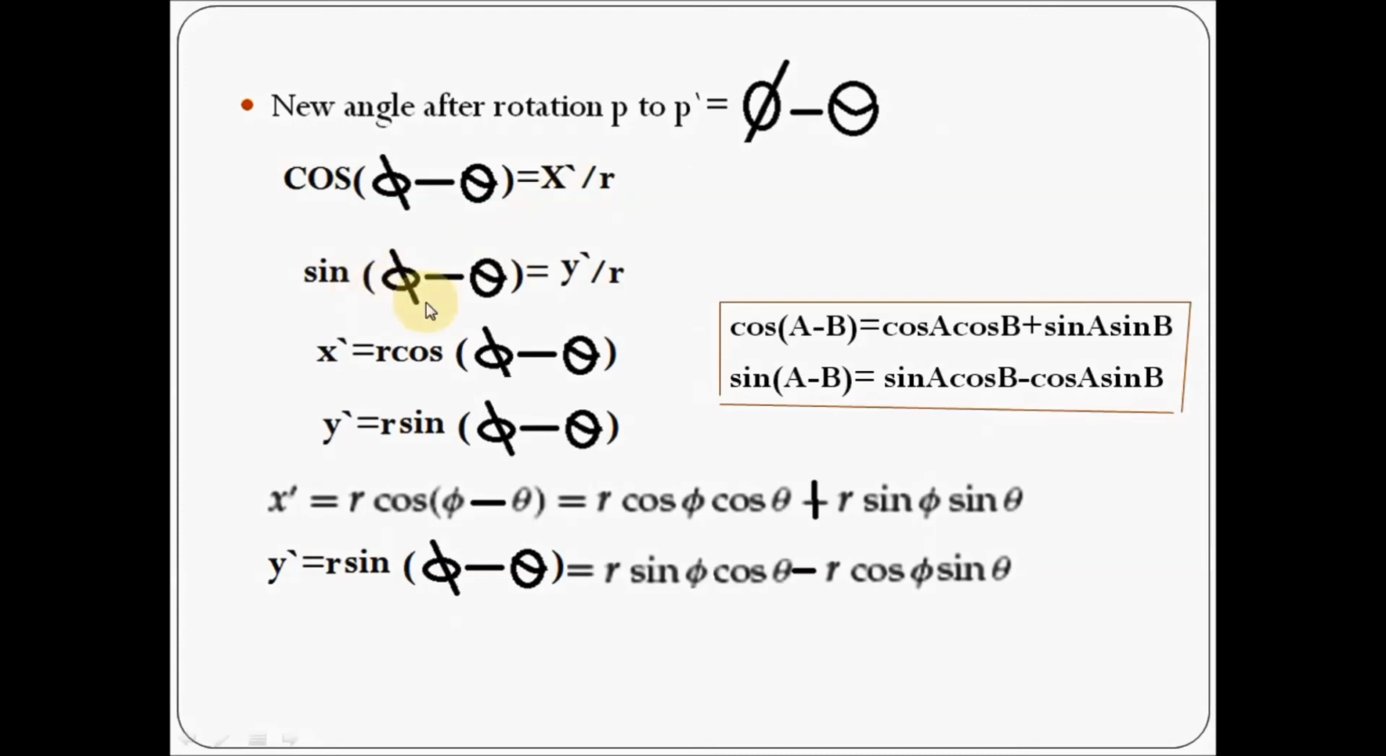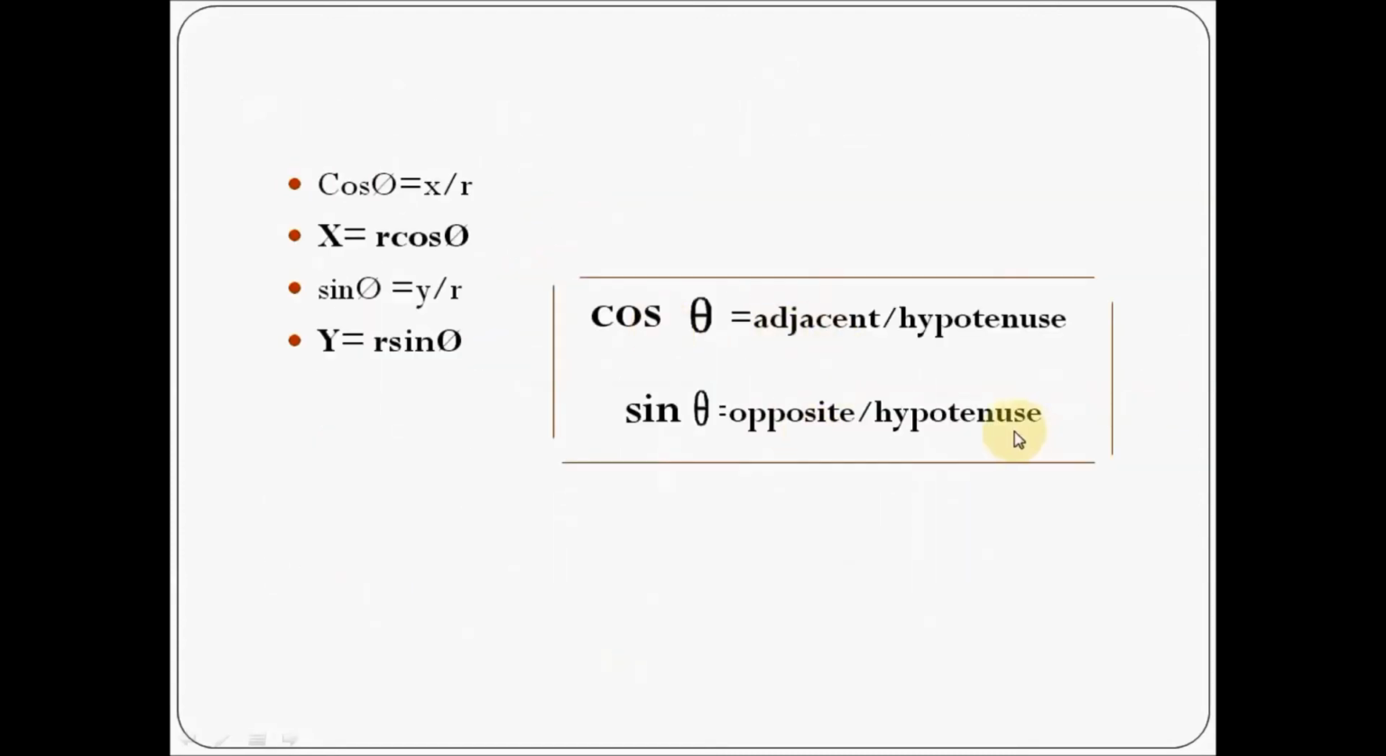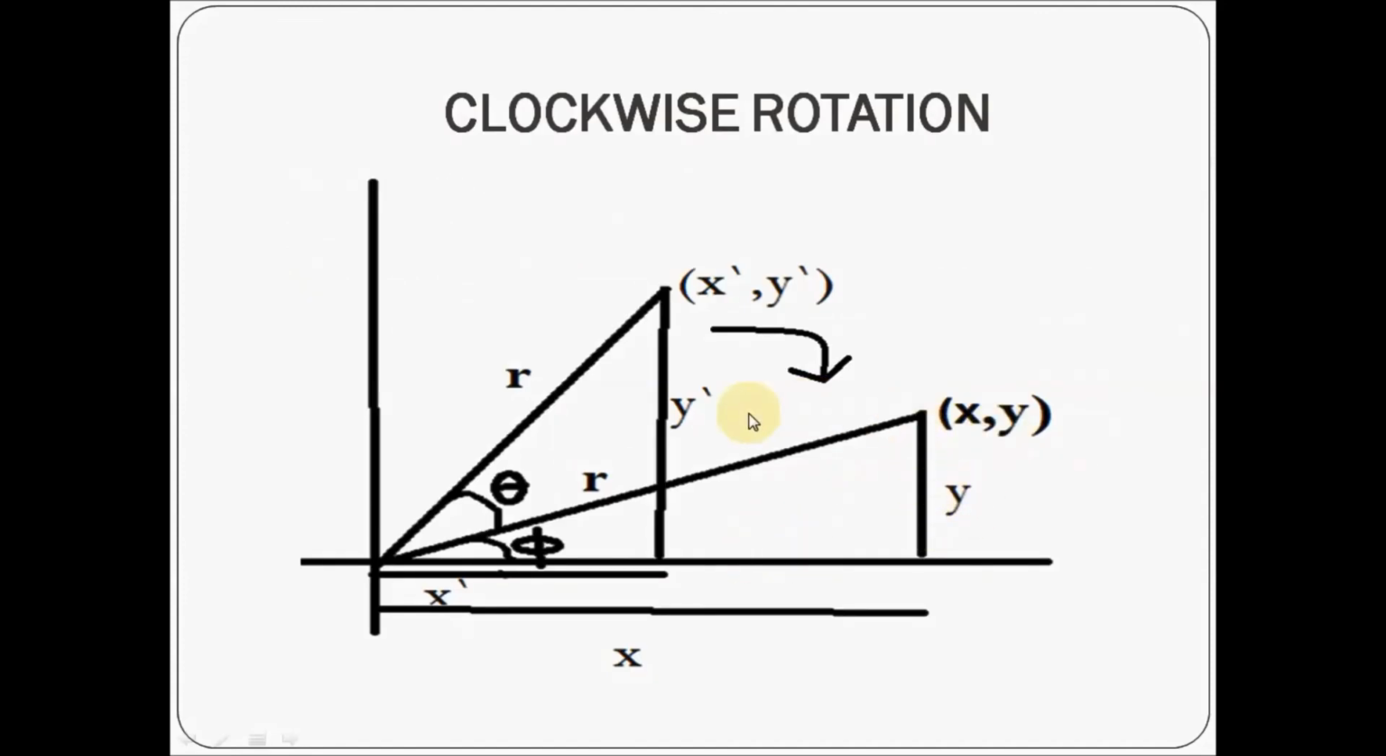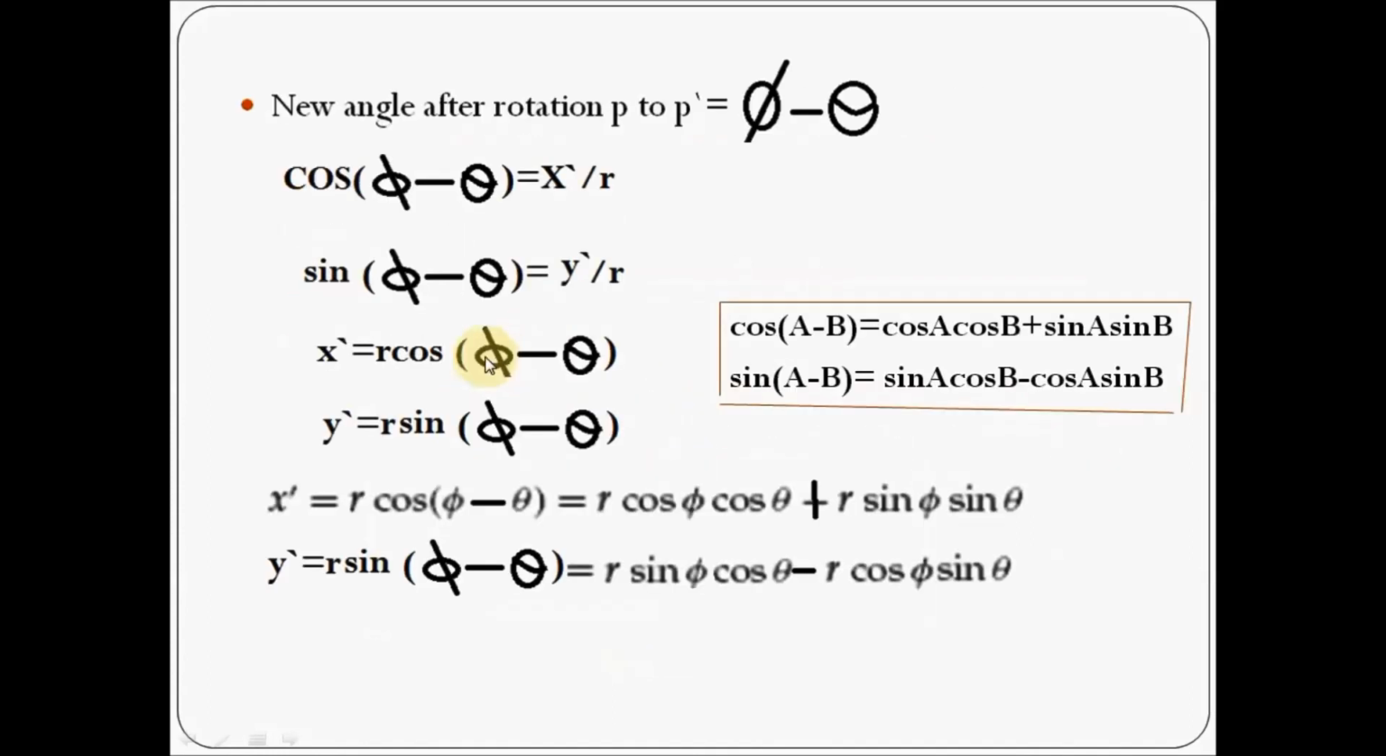So sine of phi minus theta is y dash by r. You know that formula: opposite side by hypotenuse. So this is for the new angle, right? What is the opposite side? Y dash. What is the hypotenuse? R. Y dash by r. So I can write this as y dash is equal to r sin of phi minus theta. Getting, guys? X dash is equal to r cos of phi minus theta, y dash is equal to r sin of phi minus theta.